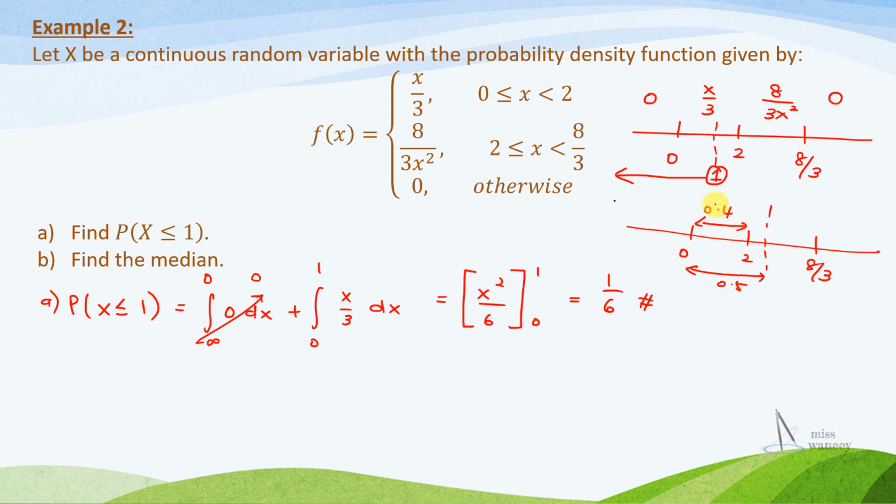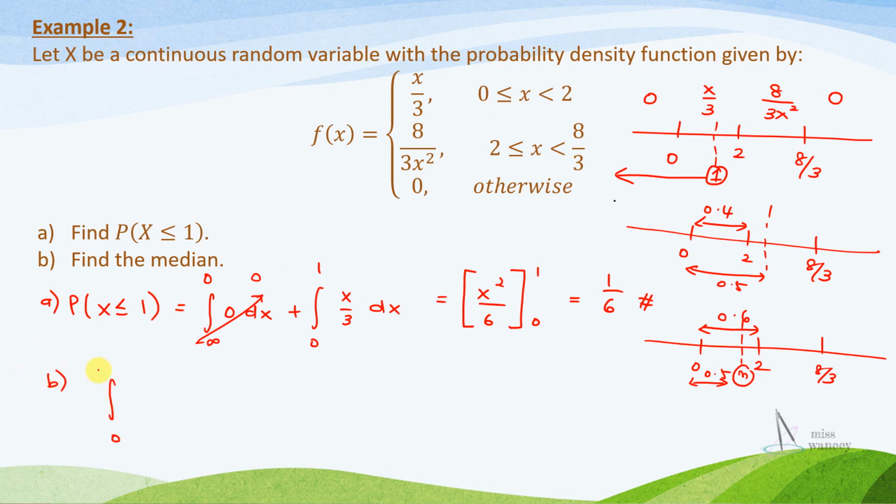But if, let's say, the probability here is 0.6, so 0, 2, 8 over 3, then in order to get the median, it should be somewhere in between 0 and 2. So this is our median, so that from 0 until m should be 0.5. So do remember the definition of the median: negative infinity up until m should be equal to 1 over 2. Okay, so let us first calculate the maximum value for 0 until 2.